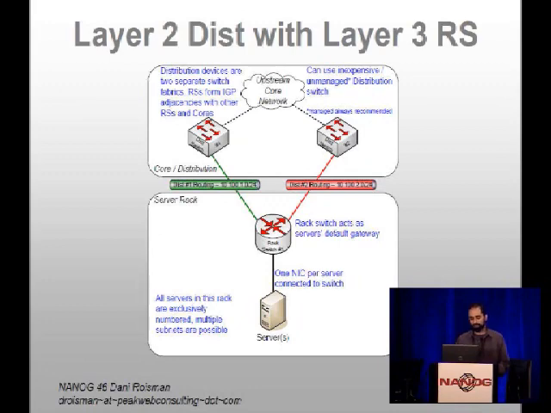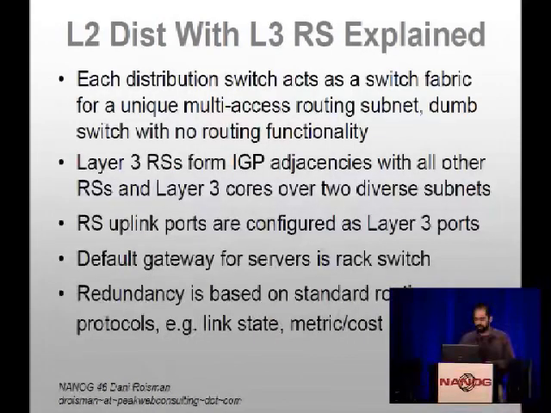The server rack, you have a layer 3 rack switch. That is the server's default gateway in the typical layer 3 environment. He's the default gateway for the servers. And he's forming adjacencies across two diverse subnets, what I call the green and the red here, distribution routing 1, distribution routing 2. The default gateway, we'll need to slide.